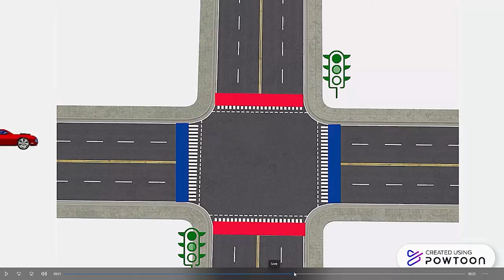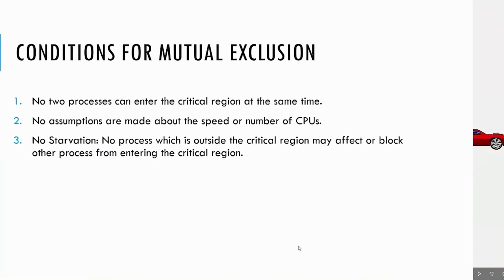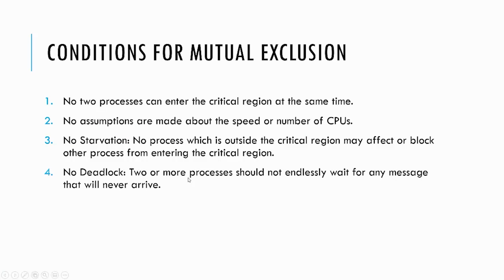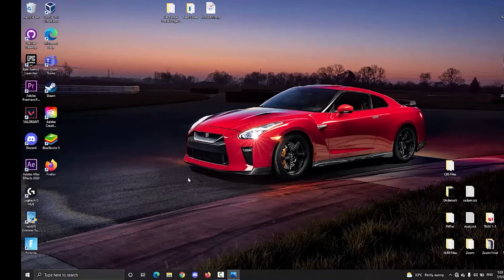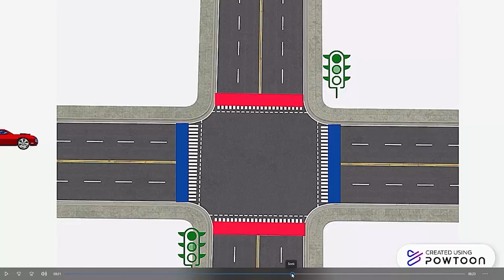Okay, now everything seems good, right? Everything is solved, but there's still one more rule we have to check out, which is the deadlock situation. So a deadlock situation is basically where two processes should not endlessly wait for any message that will never arrive, which means they are both stuck in a loop where they don't get any message, they just wait forever and ever. So that's the deadlock situation. So over here we're going to see how the Peterson solution works, because it solves all of these problems. That's the Peterson algorithm. So let's just demonstrate.